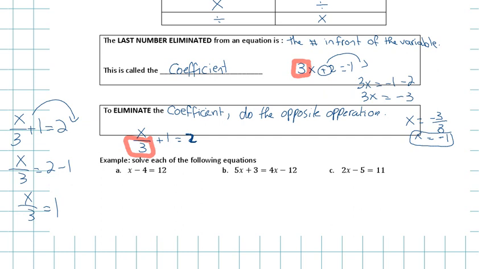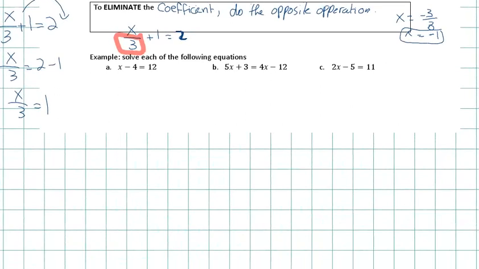Now, what I have left is that 3. What kind of operation do I have between the x and the 3? Division. I bring it over, it becomes multiplication. So that would be x equals 1 times 3, which is 3. Does that make sense?